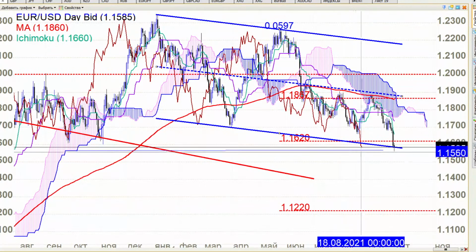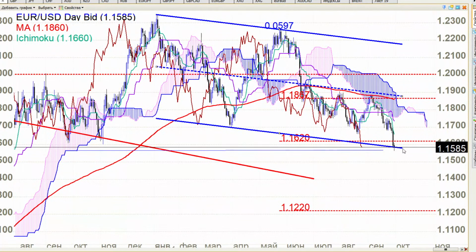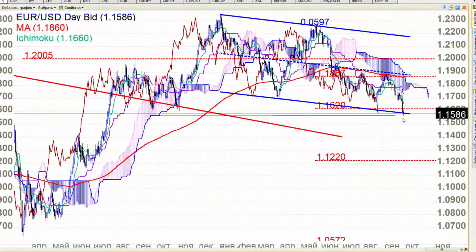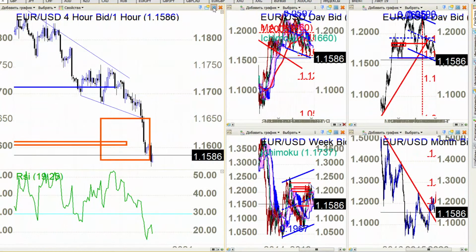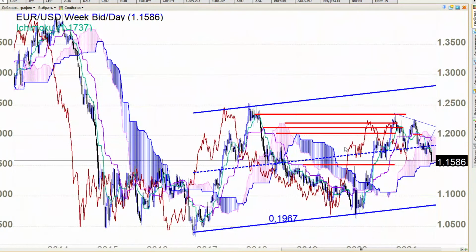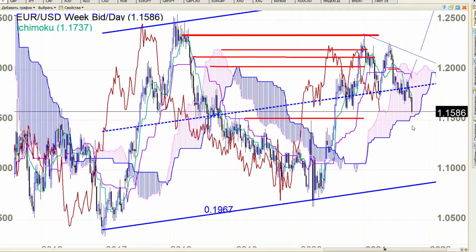The price may go lower. Will it go right now? I'm not sure. Why? Because this is a really good level of support, technical level of support. Until we don't see a rebound, we are not okay to go up and buy this instrument. This is something that I can tell you for 100%. Look here on weekly chart and also weekly chart and Ichimoku cloud.